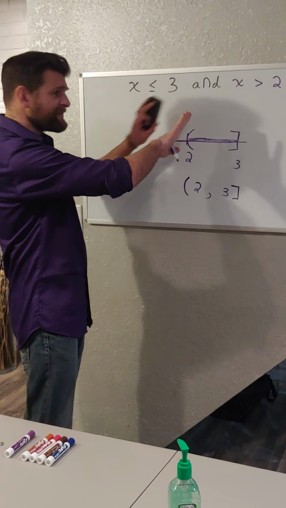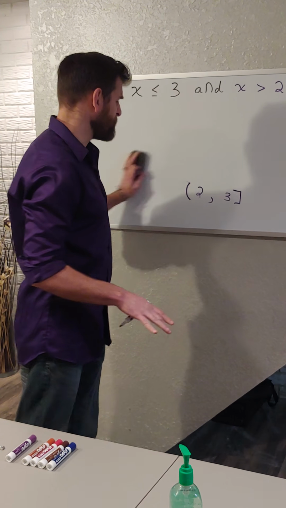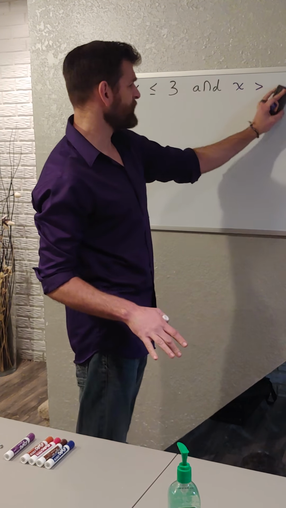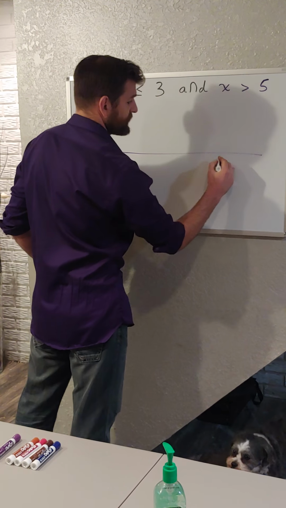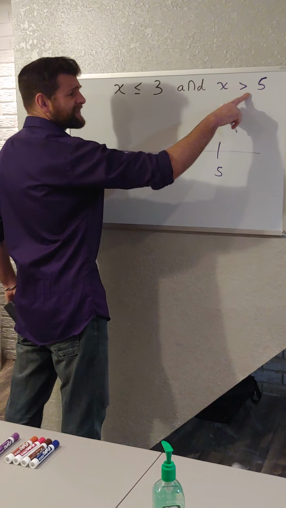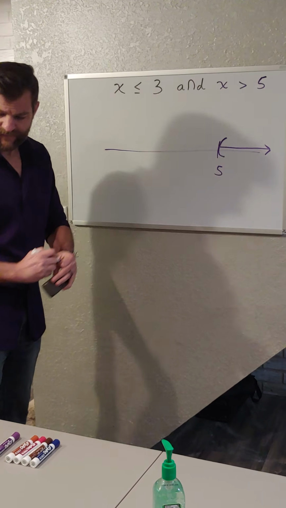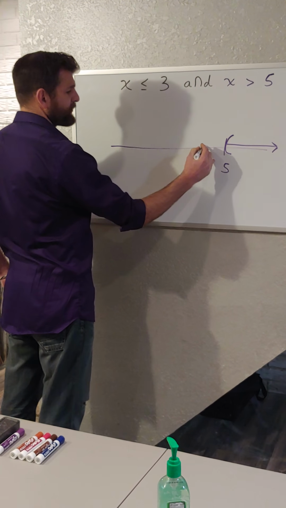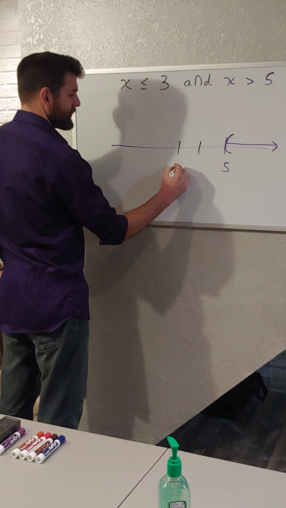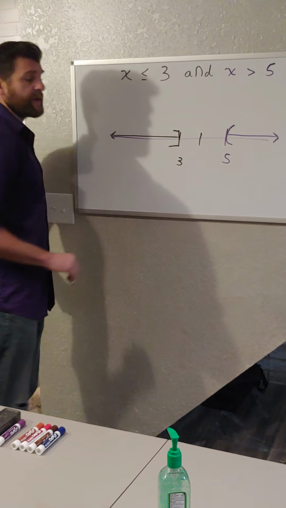Okay. Sometimes these can be a little bit tricky. They'll do a little bit of weird things. I'll show you an example of what I mean here. I'm going to change this 2 to a 5. Okay, so x is greater than 5. That's this one right here. x is less than or equal to 3. That means that right there.